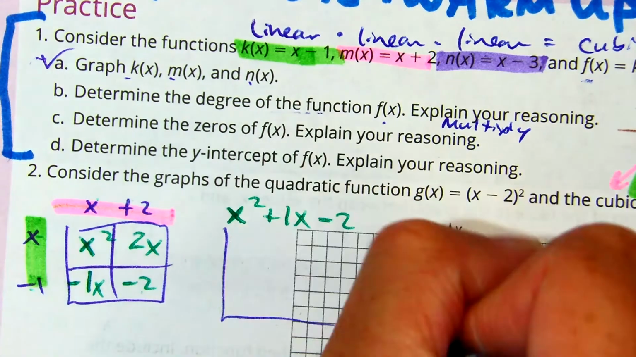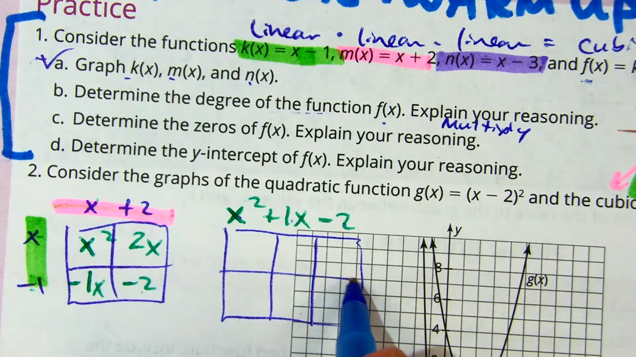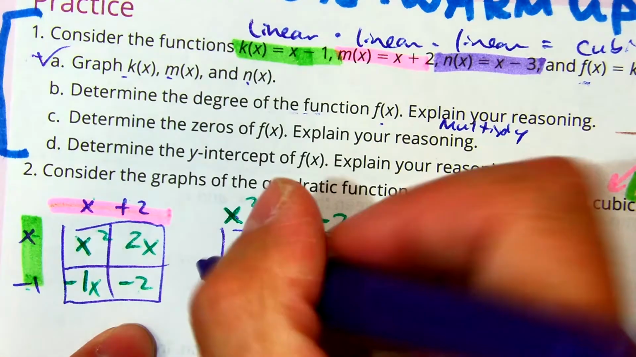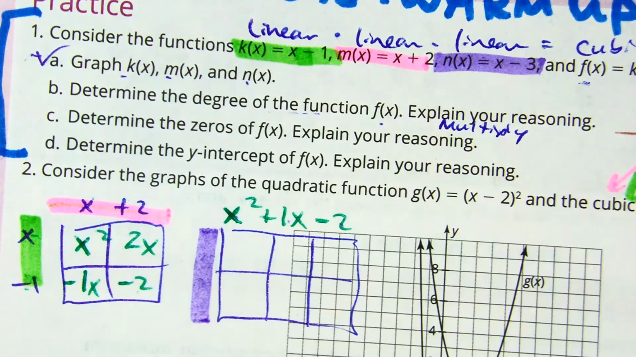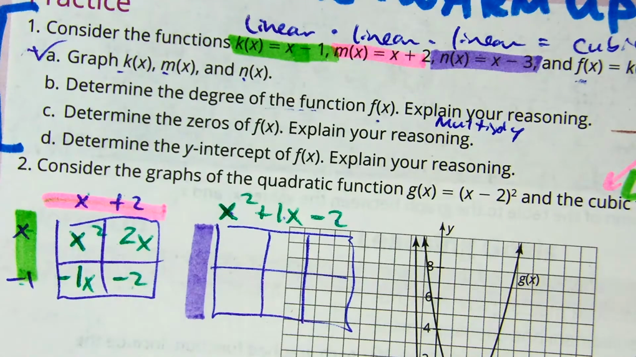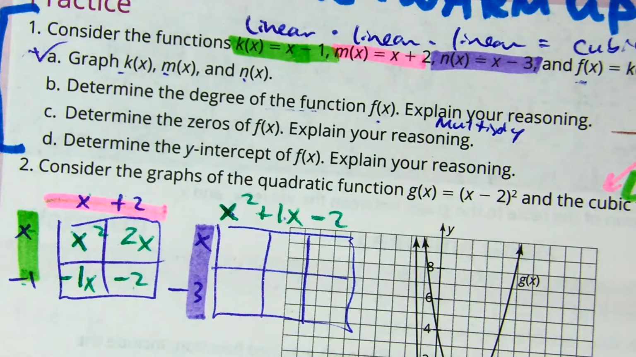Now I'm going to multiply this trinomial, 1, 2, 3 terms, times the binomial, the purple one. What I'm doing is I'm turning this from factored form to a standard form. Standard form means there's no parentheses. Let's go ahead and multiply these together.